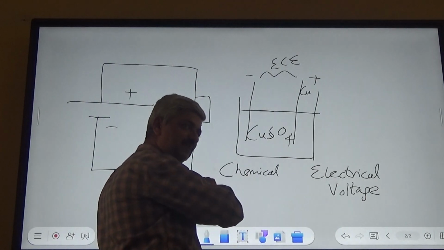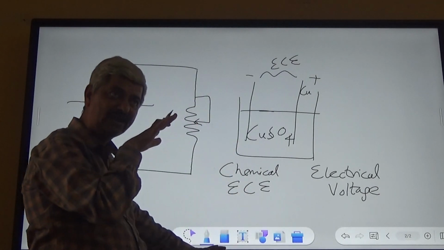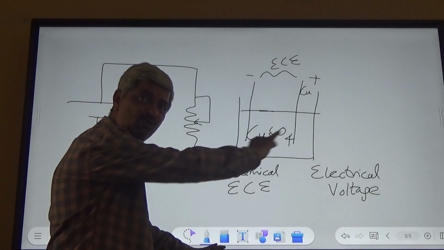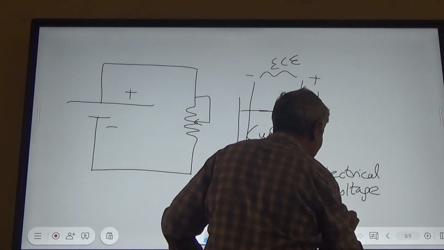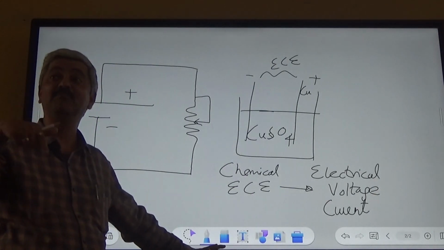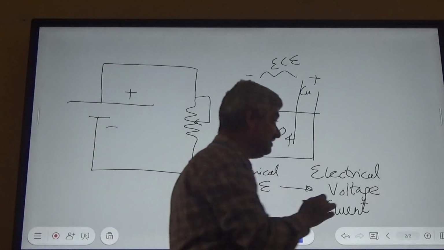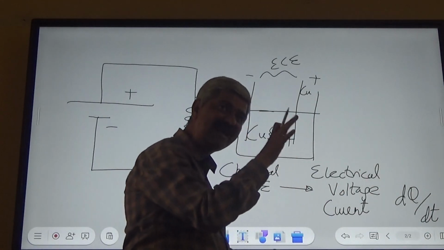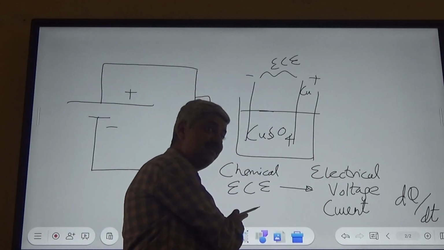It is proportional. It is dependent on what? ECE is a property. Electrochemical equivalent on the chemical side is related to voltage on the electrical side. Like that, current will be proportional to, connected to, related to something. Current is on the electrical side. What is it? Current is dq by dt, time rate, rate of flow of charges. So this must be connected to something on the chemical side.